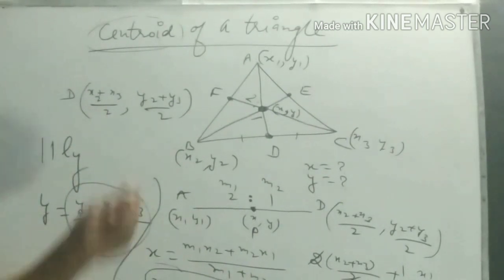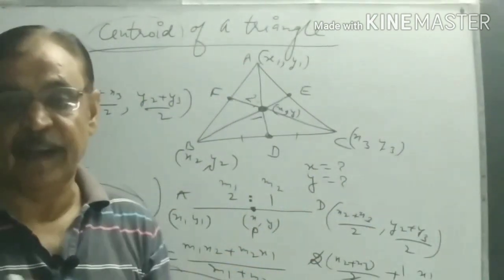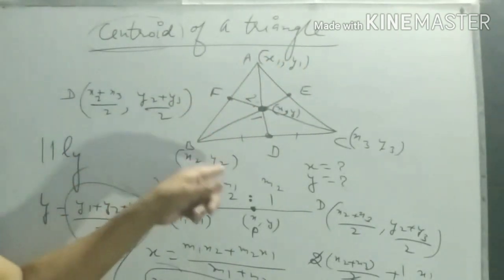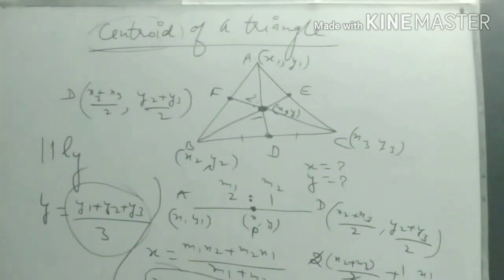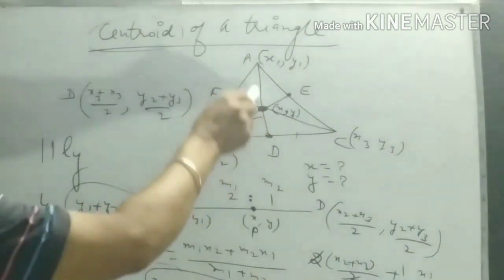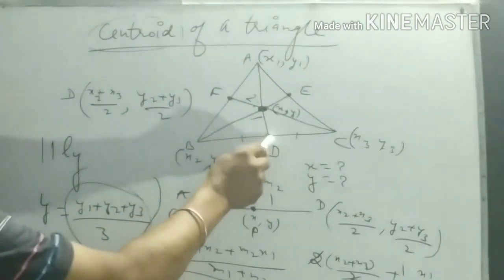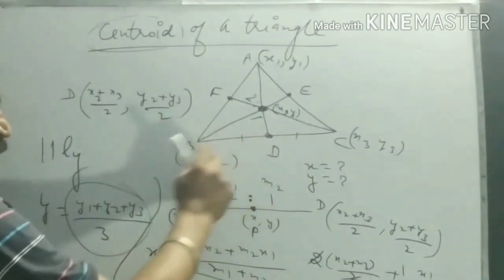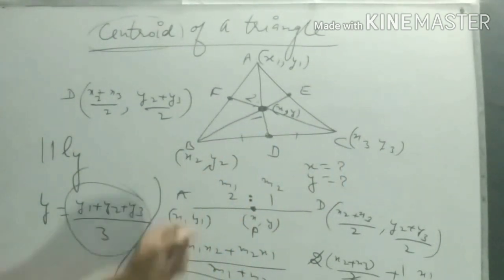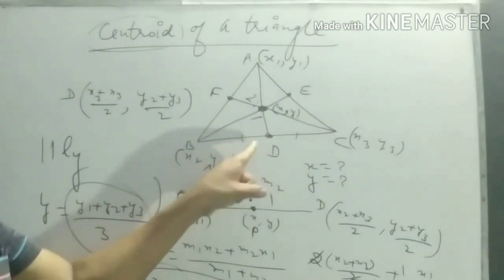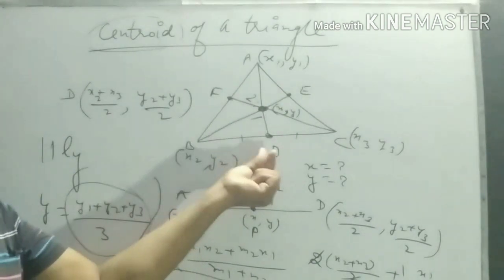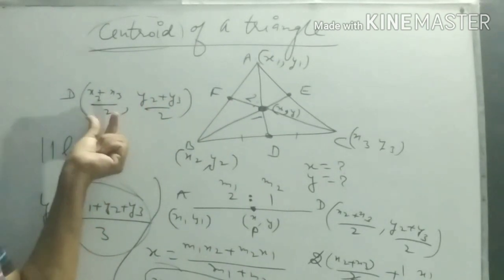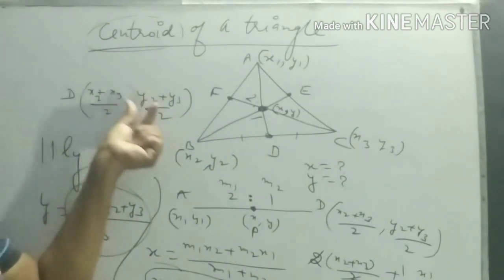For example, you get a question in examination, how to find centroid of triangle if three vertices of triangle are given like this: x1, y1, x2, y2, x3, y3. First of all, you have to draw a median. Once you draw a median, you get point D over here. This becomes midpoint of line segment. These two vertices are given. By applying midpoint formula, you can very easily find coordinates of point D. These are the points of D: x2 plus x3 by 2, y2 plus y3 by 2.